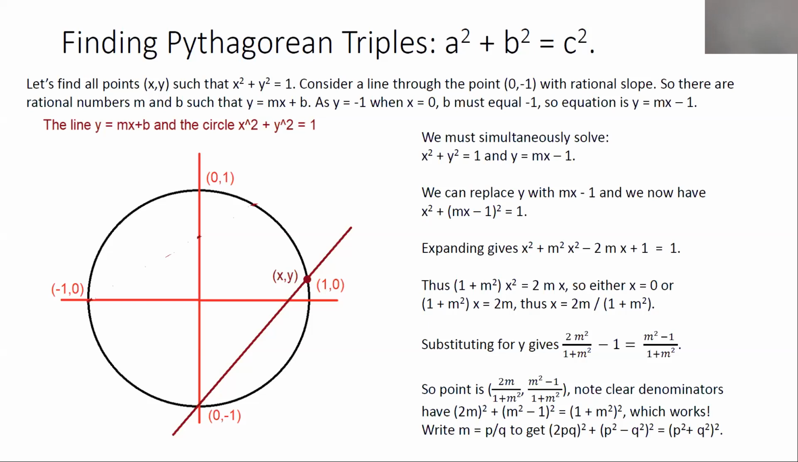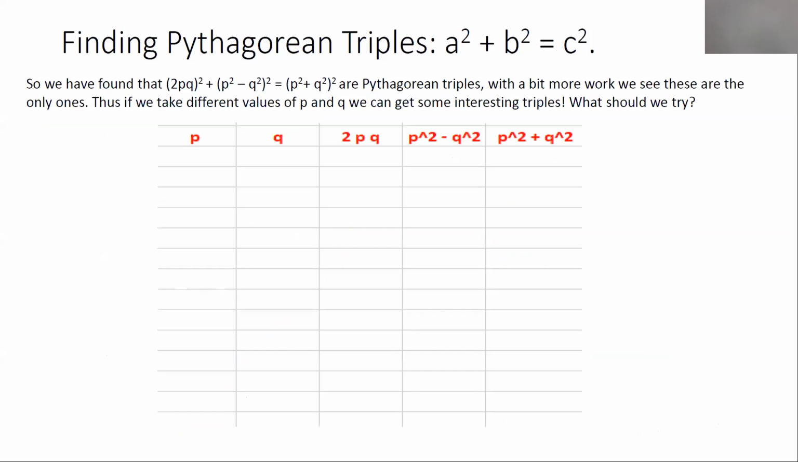So we have one last thing to do, and then we'll stop. I'm going to write m as p over q, and we get the following formula: (2pq) squared plus (p squared minus q squared) squared equals (p squared plus q squared) squared. So here's 2pq, p squared minus q squared, and p squared plus q squared. I need a value for p and a value for q. We actually want p to be larger than q, so let's do 2 and 1. We'll take p to be 2, q to be 1. If you want, take your own values of p and q and do this calculation.